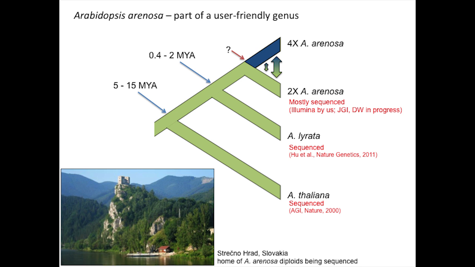One big advantage to working with arenosa is that it grows in very nice places. It doesn't like vacant lots like thaliana does. So this is Strečno Hrad, which is the castle in Slovakia. That's the home of the arenosa diploids that are being sequenced.